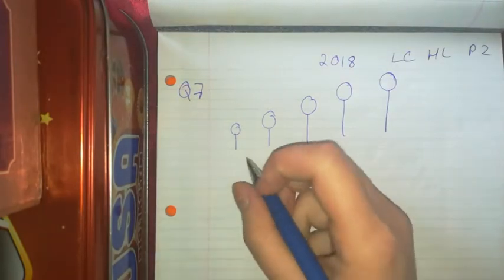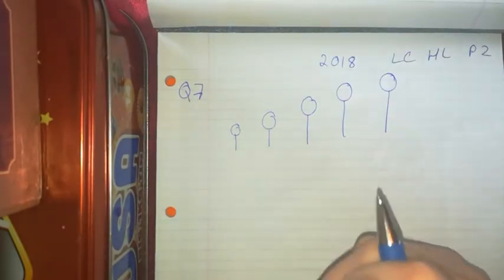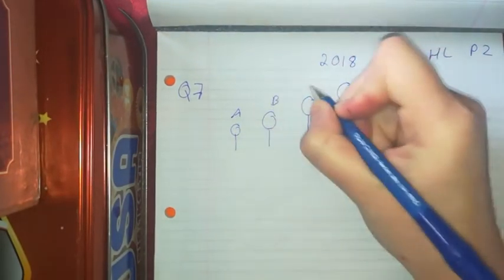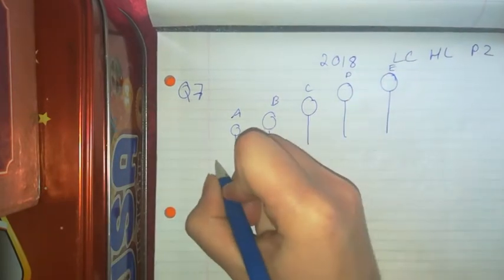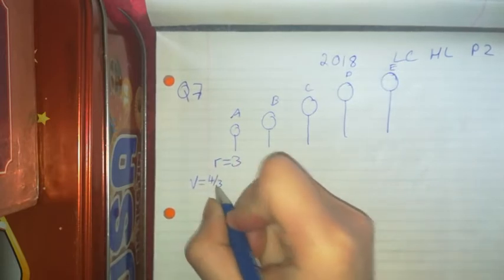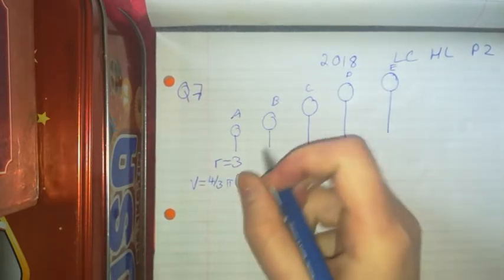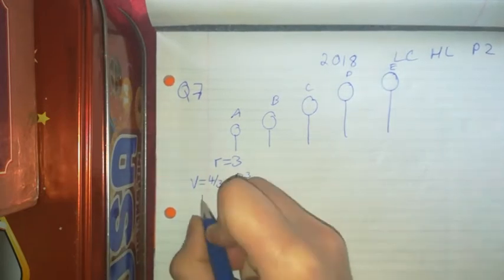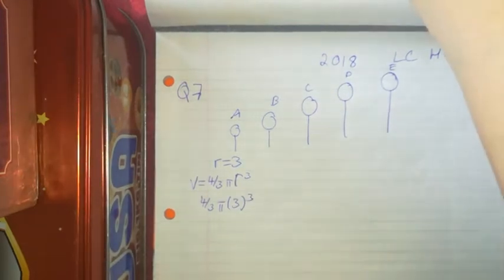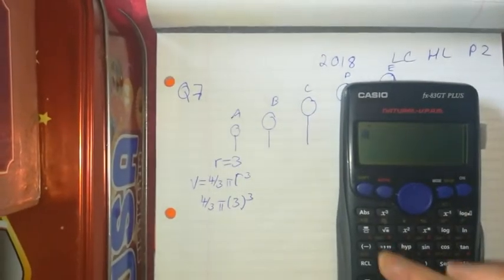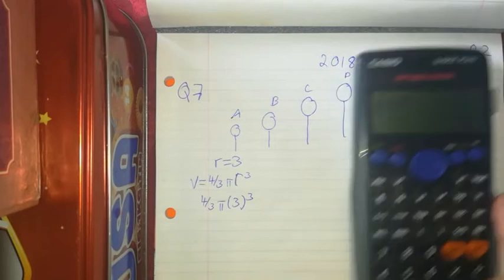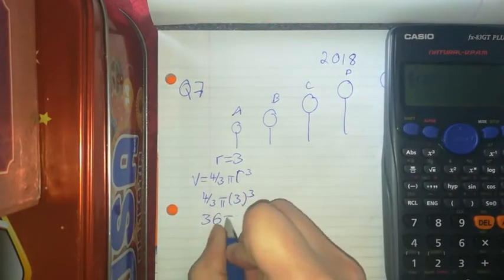If I want to get the sum of the volumes of the 5 spheres, I'm first going to have to get the volume of sphere A. This is A, B, C, D, E, and A has a radius of 3 centimeters. So the volume is 4 over 3 pi r cubed, which is 4 over 3 pi 3 cubed. I'll leave it in terms of pi for now, and I get 36 pi.